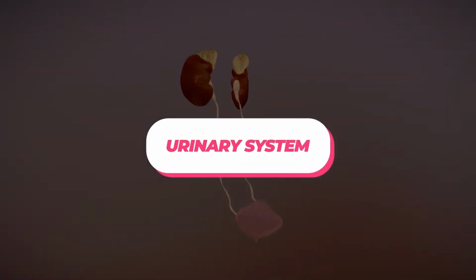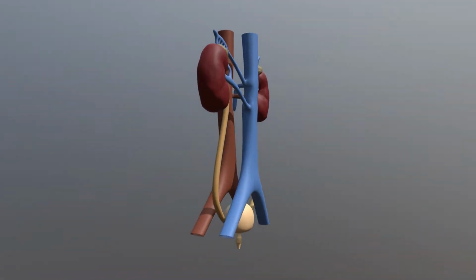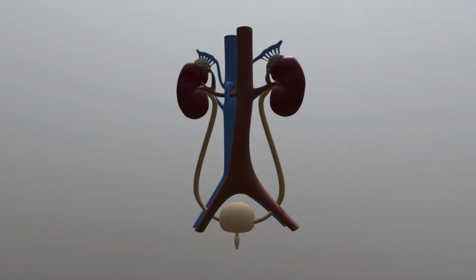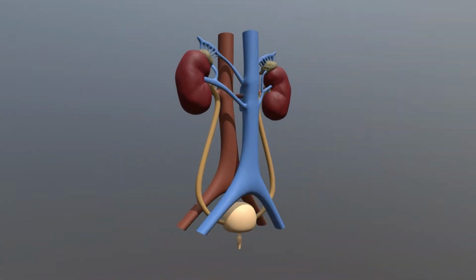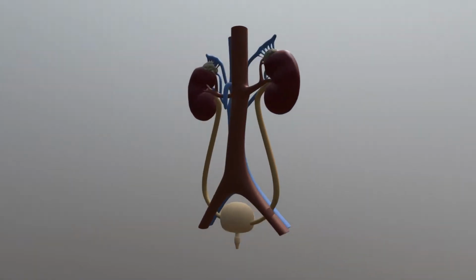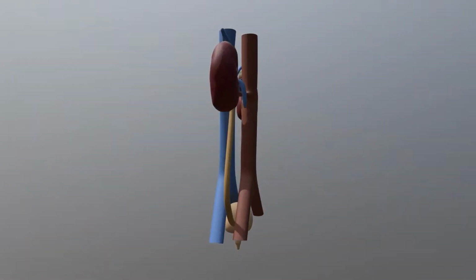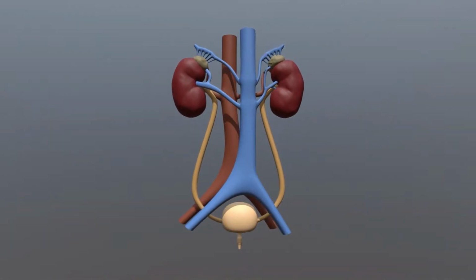Number 7. The urinary system. The urinary system, also known as the renal system, is the body system that is responsible for the filtering of waste products from the blood and the excretion of these products from the body. It consists of the kidneys, ureters, bladder, and urethra.